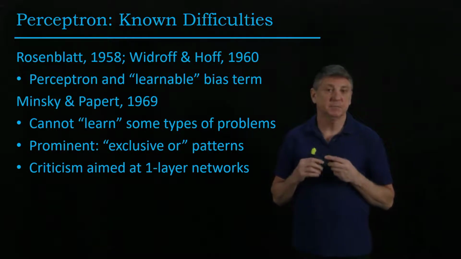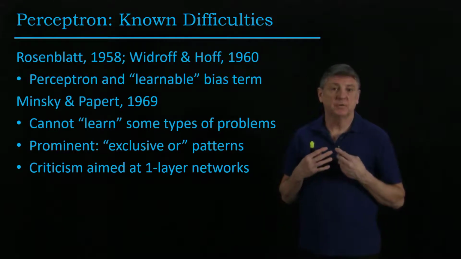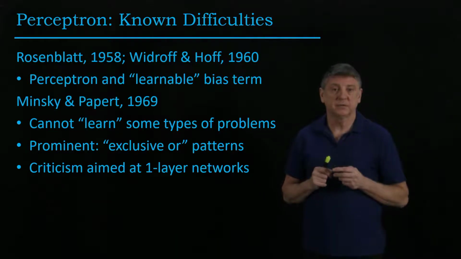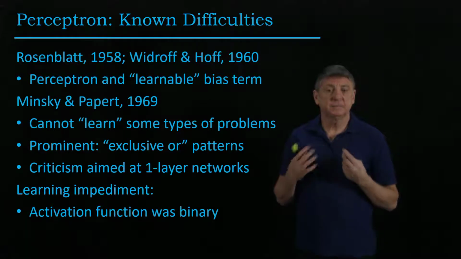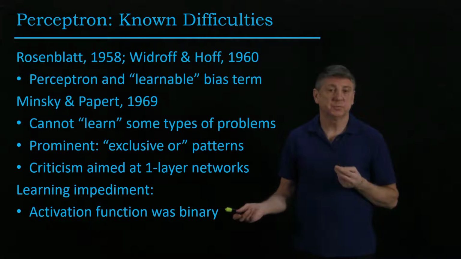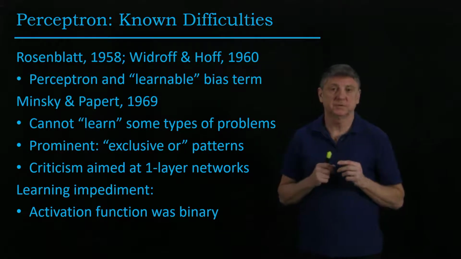They recognized that multi-layer networks were possible, but at that time, people didn't know how to train or learn with a multi-layer neural network. So the impediment was basically that the activation function was binary. In the end, this is what researchers resolved.